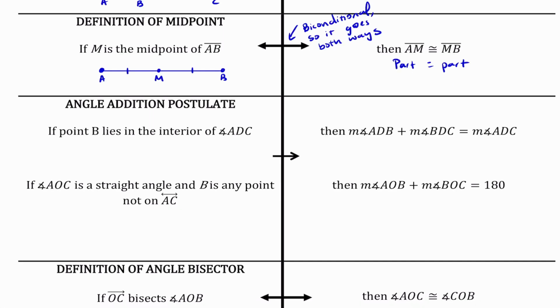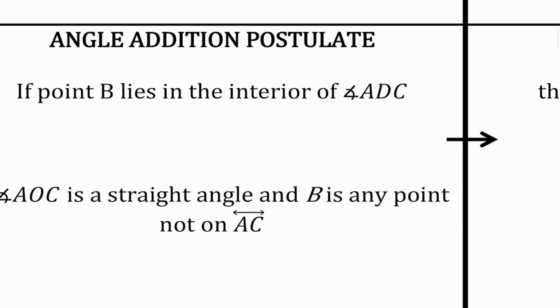Okay, now the angle addition postulate, which states that if point B lies in the interior of angle ADC, then the measure of angle ADB plus the measure of angle DBC is equal to the measure of angle ADC. That's a lot. Let's draw a picture to remember what is going on, because we've talked about the angle addition postulate, but let's go ahead and draw a picture so I can jog your memory.